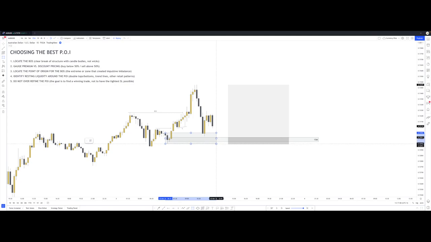I don't like to have a 10 pip stop loss or more, unless I'm really swing trading on a higher time frame, which I don't do quite often. So we're going to disregard that.